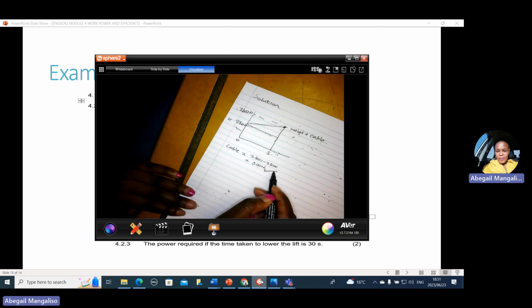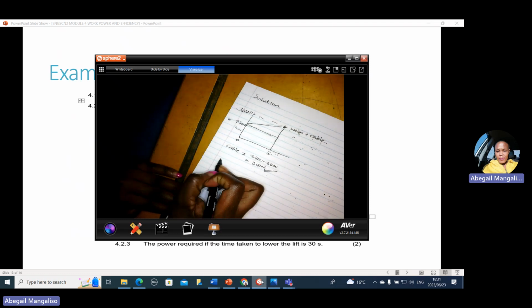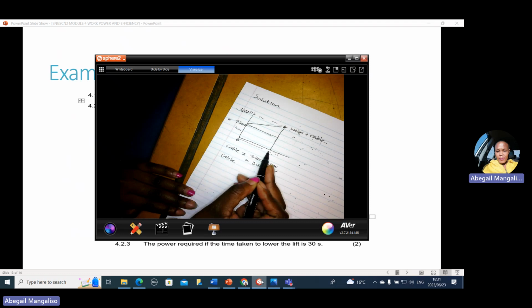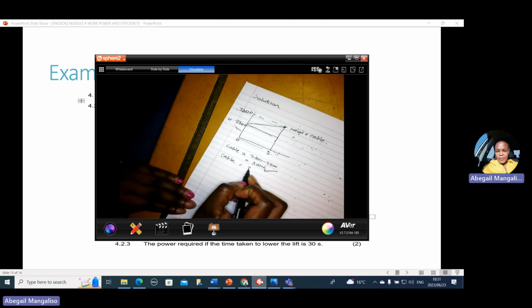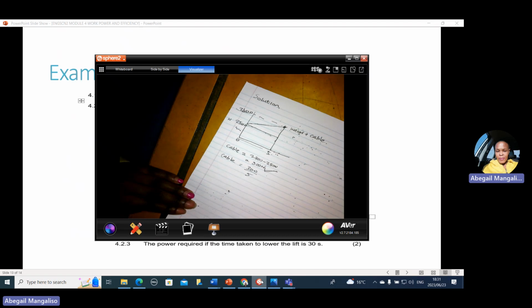But this one is in newtons. The question says get it per meter. So when we want the cable per meter, we divide by the total length of the cable so that we get it on a single meter. So it will be equal to 300 divided by 5, which is the total length. And 300 divided by 5 will be 60 newtons per meter. So this is the length of the cable.